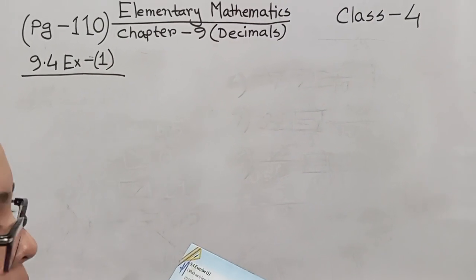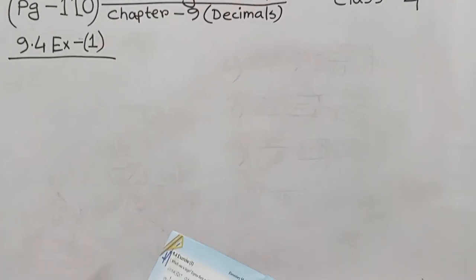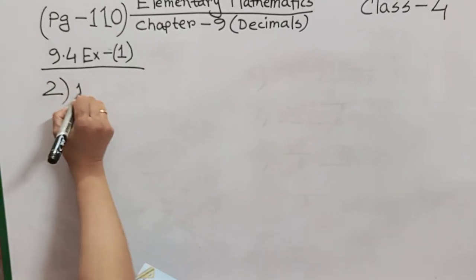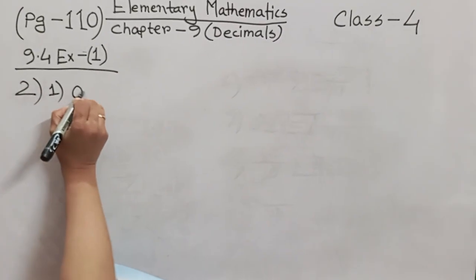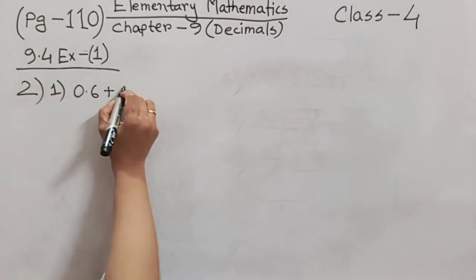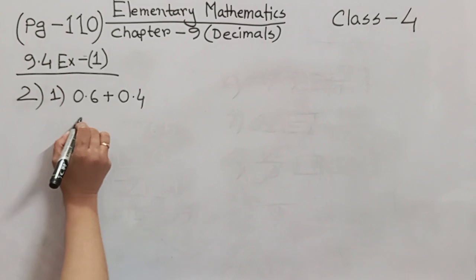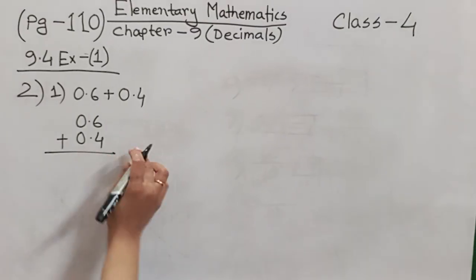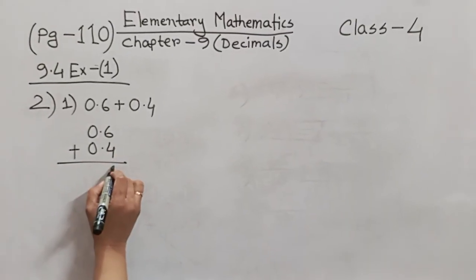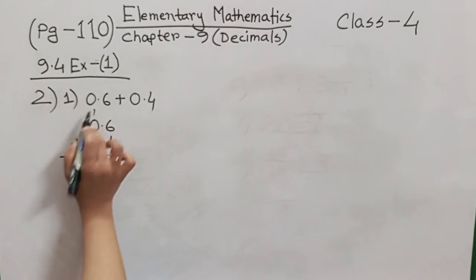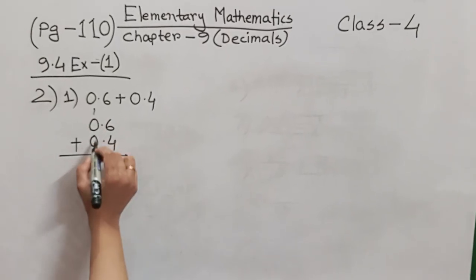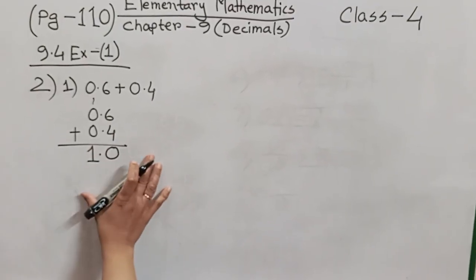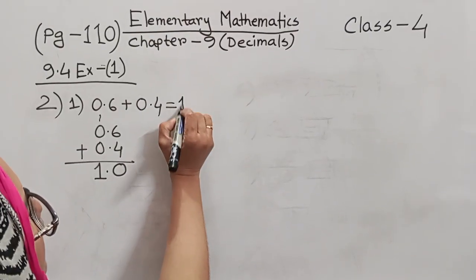Now we will do question number 2, addition and subtraction of decimal numbers. Question number 2, the first math, given 0.6 plus 0.4. So if we do the math this way, 6 plus 4, 10. 10, 0, in hand 1. This 1 will go over there. 1 plus 0, it will be 1. And the decimal point will be here. So after the addition, ultimately we get the answer 1.0.